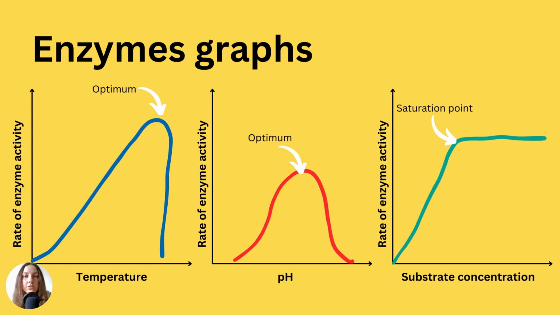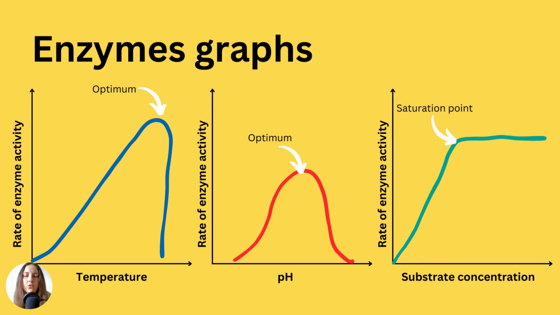Substrate concentration is slightly different. You won't get denaturing going on here. What's happening is, let's say we had 10 enzymes and 100 substrates, you can only fit 10 substrates into 10 enzymes at one time. And that means that the enzyme is a limiting factor.